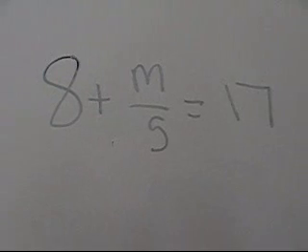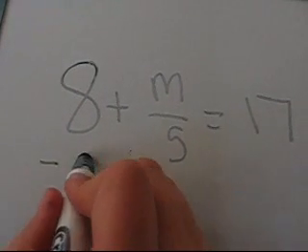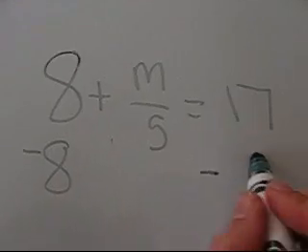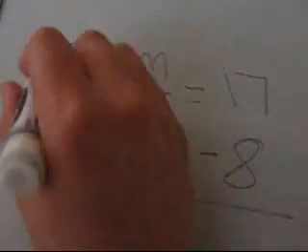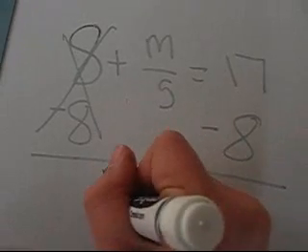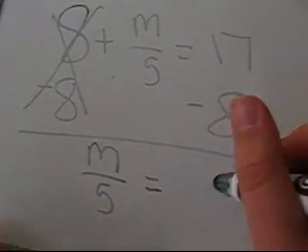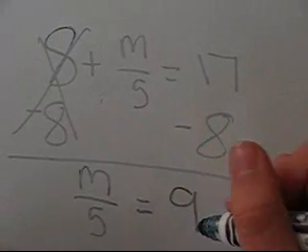Wow, that was easy. Let's try another one. Okay, so in this problem, the floater number is 8, and it's positive, so you're going to subtract it from both sides. That cancels out, and you're left with n divided by 5 equals 17 minus 8, which is 9.